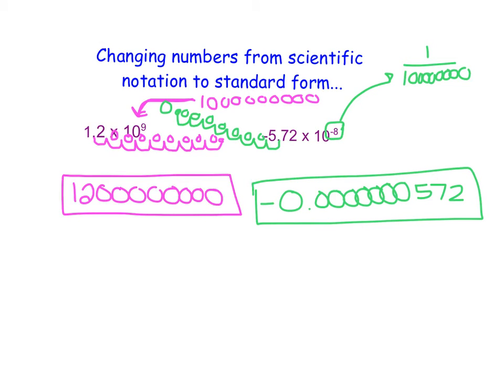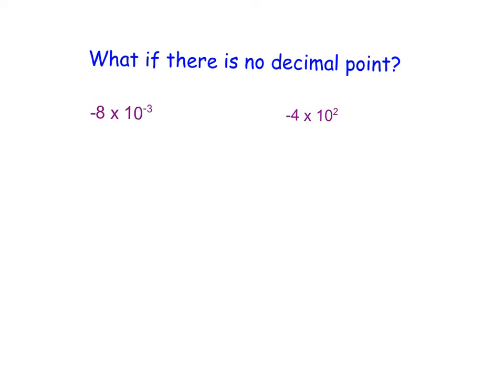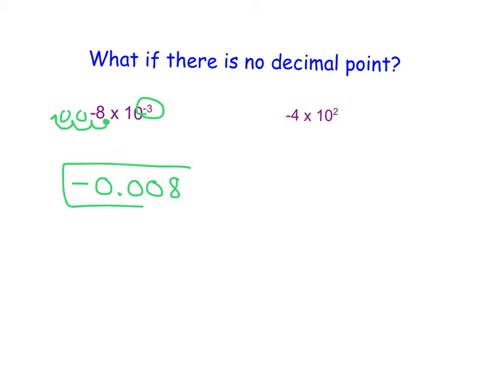So converting between the two isn't hard. You just really have to think about what these powers of 10 with positive exponents versus negative exponents really mean. So if there's no decimal point, this really isn't any different. You just have to simply write in that decimal point. So here we know it would be negative 8 followed by a decimal point, so we write that in. And then because this is 10 to the power of negative 3, we know that this number is going to become very small. So we move that decimal point over 1, 2, 3 spaces. So I'm going to have 2 zeros in there, so it becomes negative 0.008.